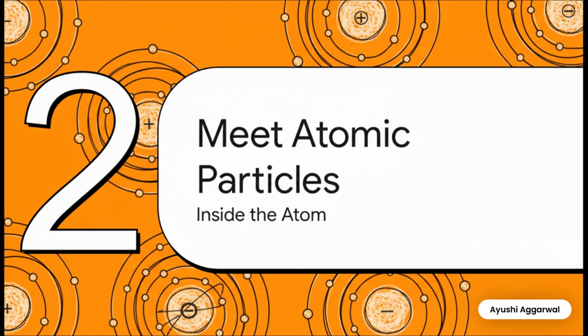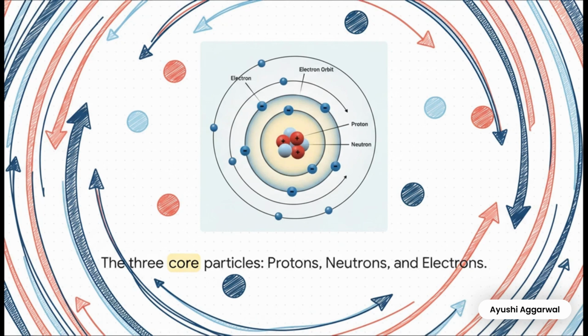Okay, now for the fun part. Let's shrink ourselves down and go inside an atom to see what it's made of. There are 3 main characters in here, 3 fundamental particles, and once you get to know them, everything else about chemistry starts to make sense. So check this out. Right in the middle, you've got this dense little ball called the nucleus. That's where you'll find the protons and neutrons hanging out together. And then, see these little guys zipping around the outside? Those are the electrons, kind of like little planets orbiting the sun.